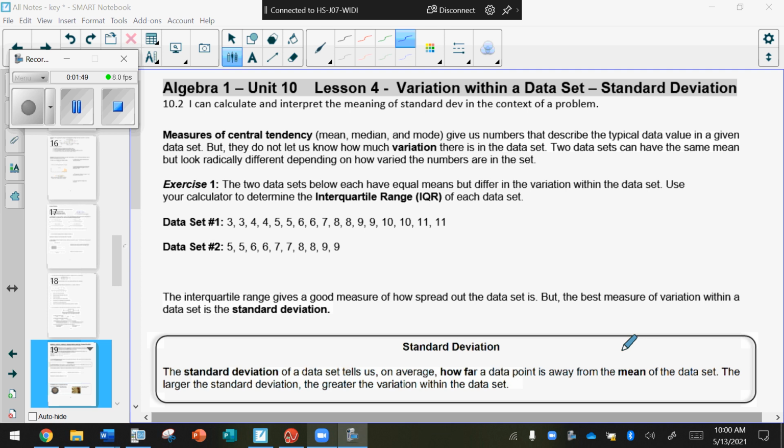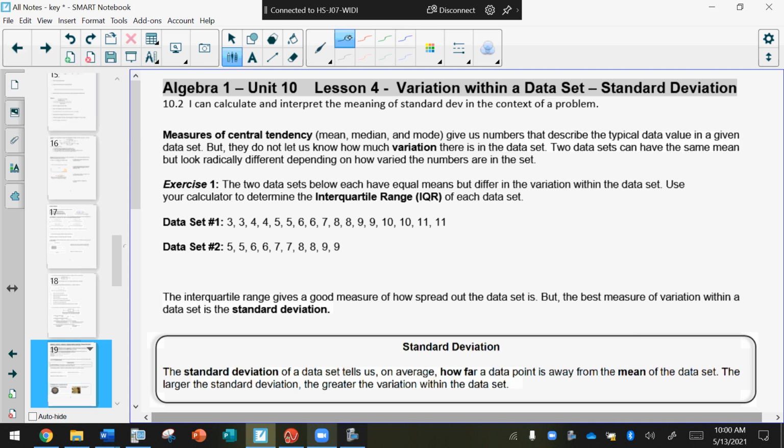So we have two data sets given below. They have equal means, but they differ in the variation within the data set. We're going to use the calculator to determine the interquartile range of each of the data sets. Now the IQR, if you remember correctly, interquartile range, that's when we do our Q3 value minus the Q1 value to get our interquartile range.